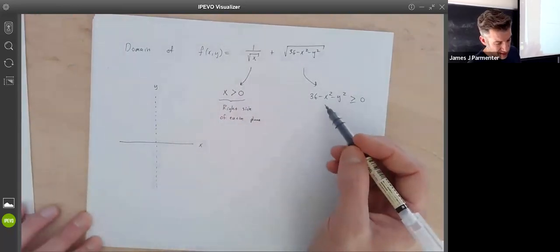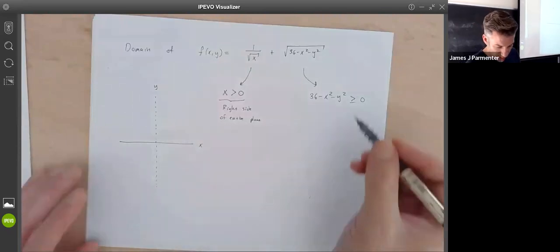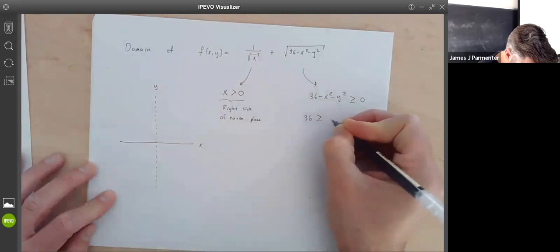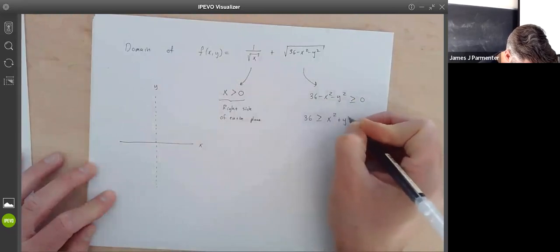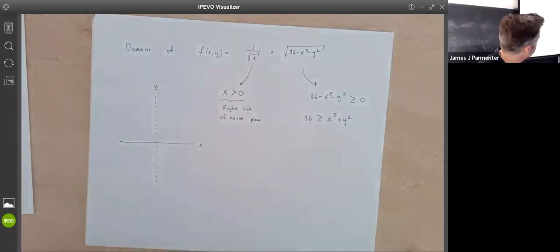A lot of the times with these domain questions, you're going to see an x squared plus y squared or a minus x squared minus y squared. If you see one of those things, you want to isolate it. So I would rewrite this inequality as 36 bigger than or equal to x squared plus y squared. This is the right side of the entire plane.